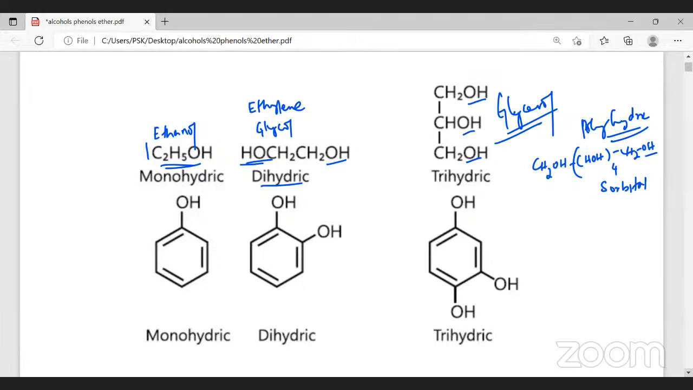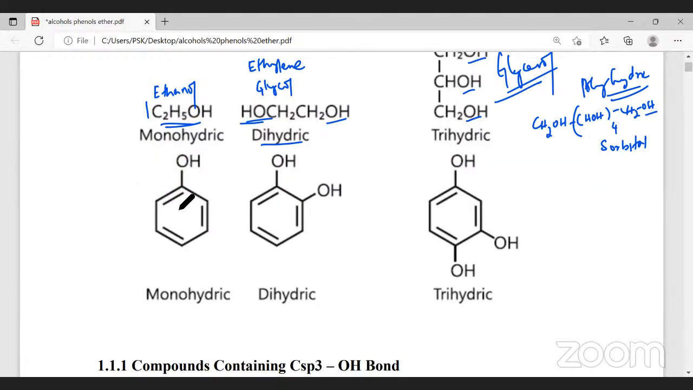Similarly, in case of phenols also, if I have only one OH group directly bonded to the carbon atom of the benzene ring, then it is an example for monohydric phenol. And here you have 2 OH groups attached directly to the carbon atoms of the benzene ring. Therefore, this will be called a dihydric phenol. And you can see here the molecule contains 3 OH groups directly attached to the carbon atoms of the benzene ring. Therefore, it is called a trihydric phenol.